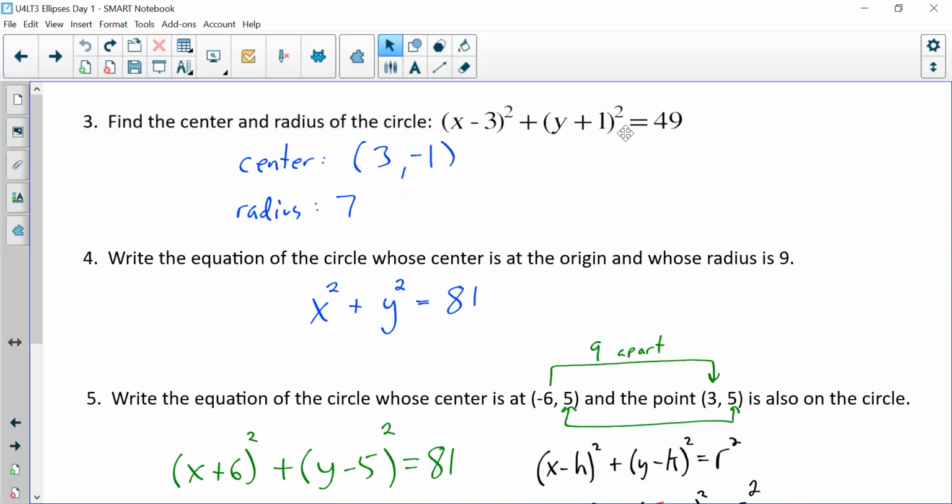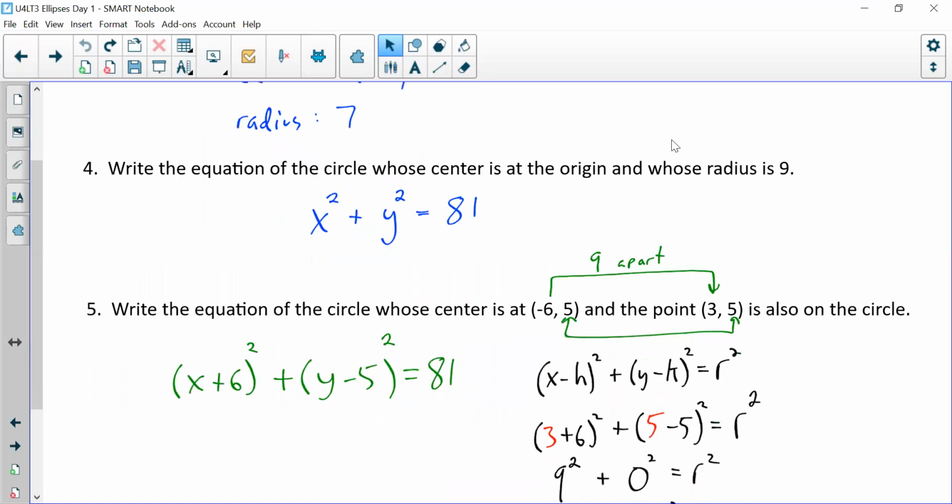So if it's in this form, this should not be a very big challenge for us. We know the center and we know the radius. The center here is (3, -1), and the radius is 7. Because remember, when it's in this form, I think graphing form is a good phrase for it because we can easily graph it. We know the center of the circle, and this is the radius squared. So the radius has to be 7.